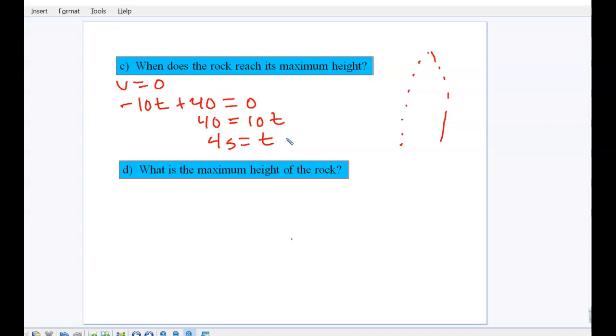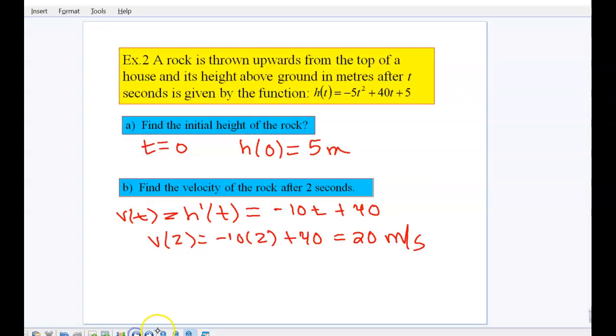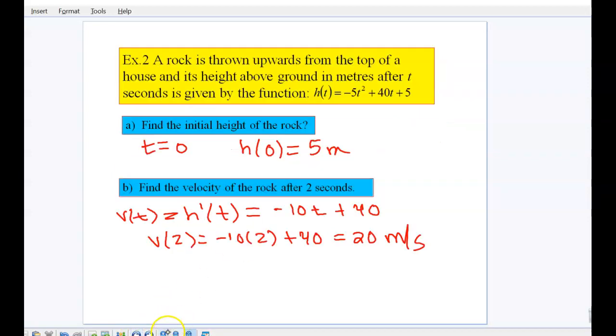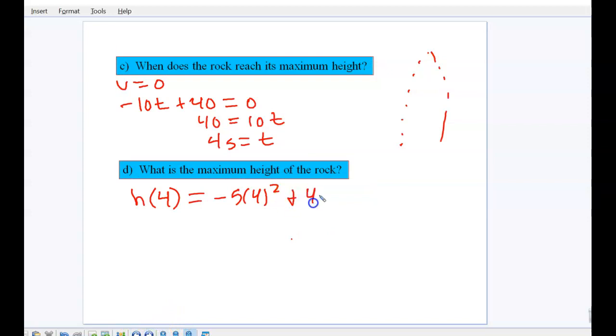So question D says, what's the maximum height of the rock? Well, in this case, I'm going to find the height at 4. So it's going to be negative 5 times 4 squared plus 40 times 4 plus 5. So this works out to be 16 times negative 5 is negative 80 plus 160 plus 5. That's going to be a max height of 85 meters.